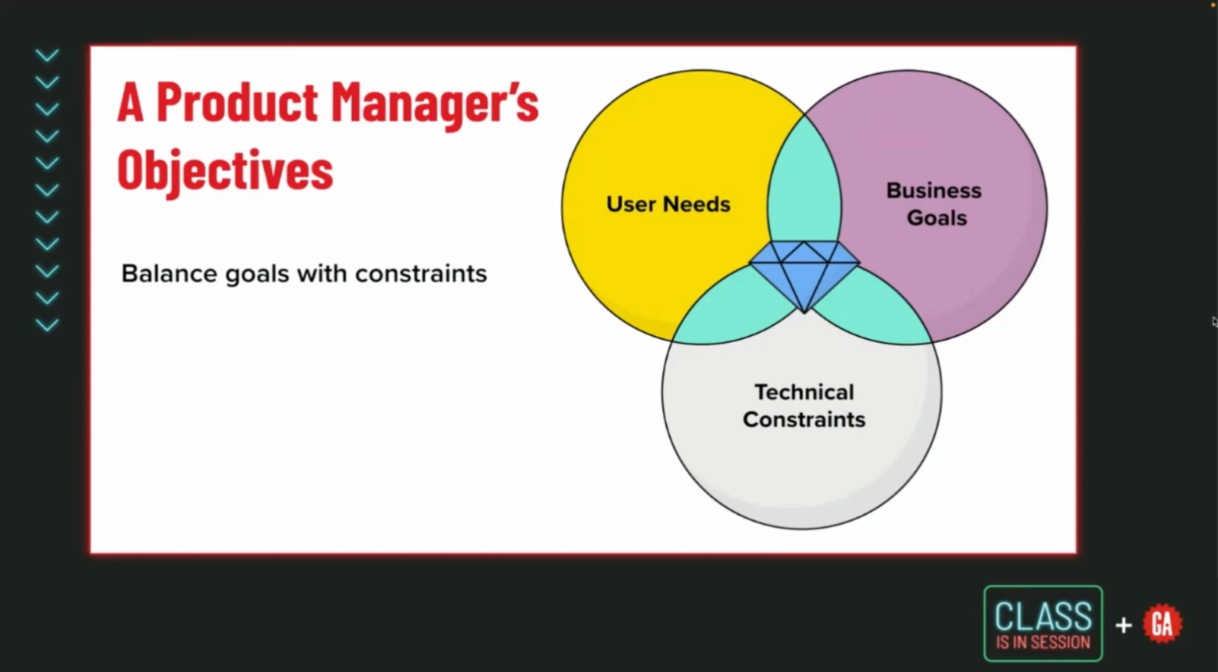Wherever we are as a product manager, our objectives are generally to balance our goals with constraints: user needs, business goals, and technical constraints. This is kind of like a Holy Trinity. And as product managers, we need to be thinking and be building solutions that marry up these three goals and constraints.